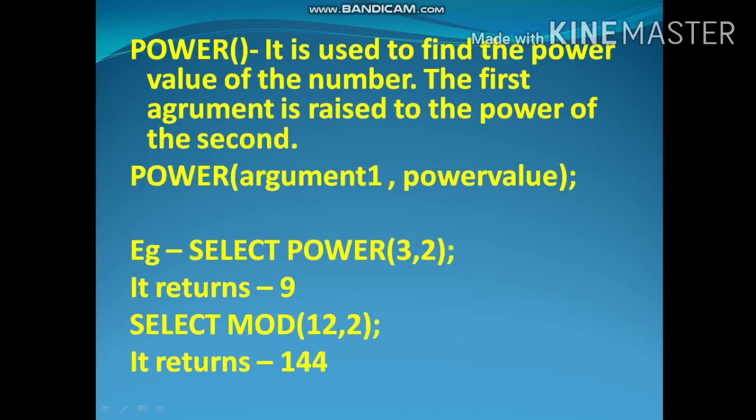Next function is the power function. It is used to find the power value of a number. The first argument is raised to the power of the second value. The first argument is the number and the second one is the power value. The syntax is power argument 1 comma power value. Example: select power 3 comma 2. 3 to the power of 2, the returned answer is 9.